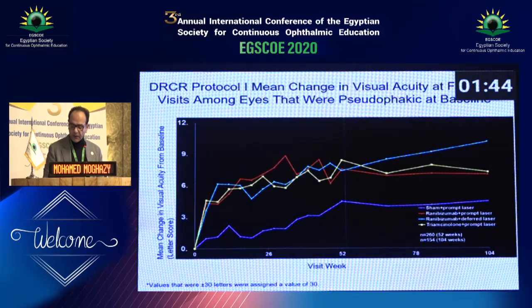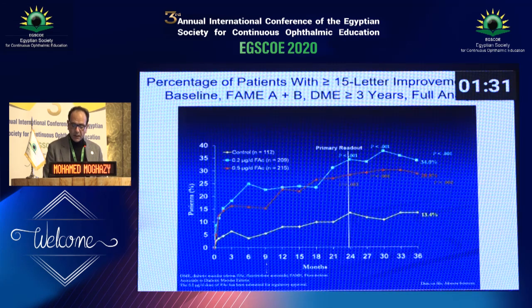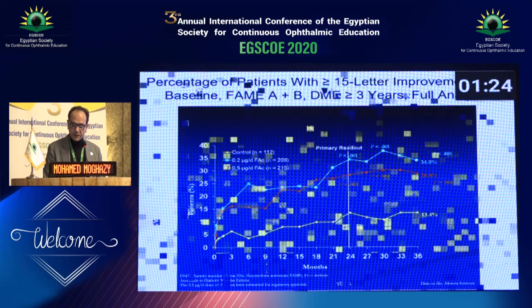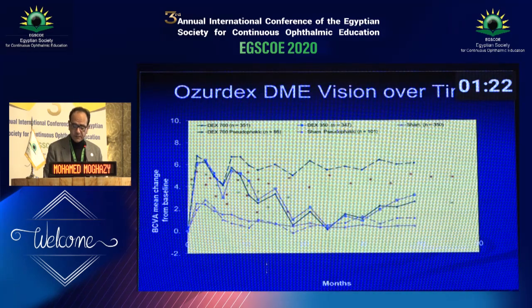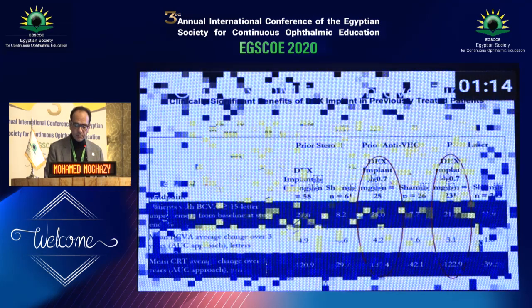And this is a graph from Protocol I, and you can see if you correct for the cataract, these are the patients with pseudophakia, and the improvement is almost as with the ranibizumab arm. This is from the FAME trial for the Iluvien, and those patients actually showed improvement. This is from the Ozurdex, and again, if you correct for the cataract, those are the pseudophakic patients, and those are chronic patients. Remember, they did show some improvement.